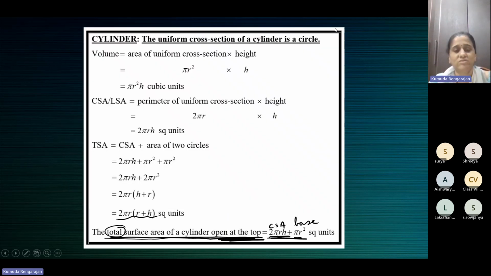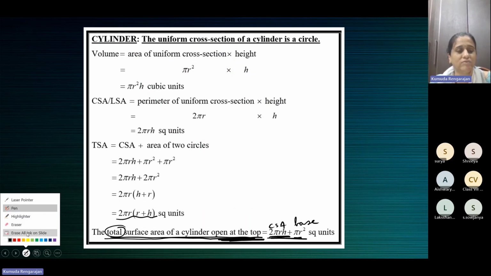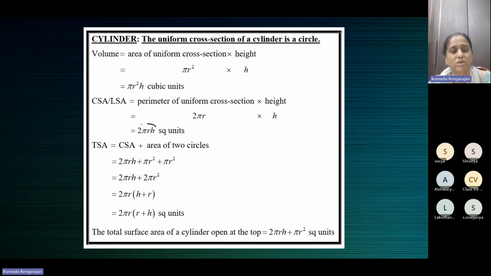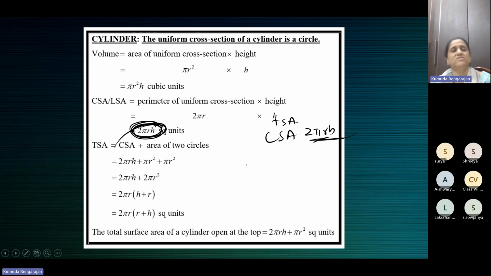Wherever paper is used, only that area you'll have to find. So paper is used only for the CSA. For this cylinder which I just showed you using the paper, if they ask you to find the CSA, it's 2 pi RH. TSA, that also is 2 pi RH only. The CSA and TSA are both the same in this case.